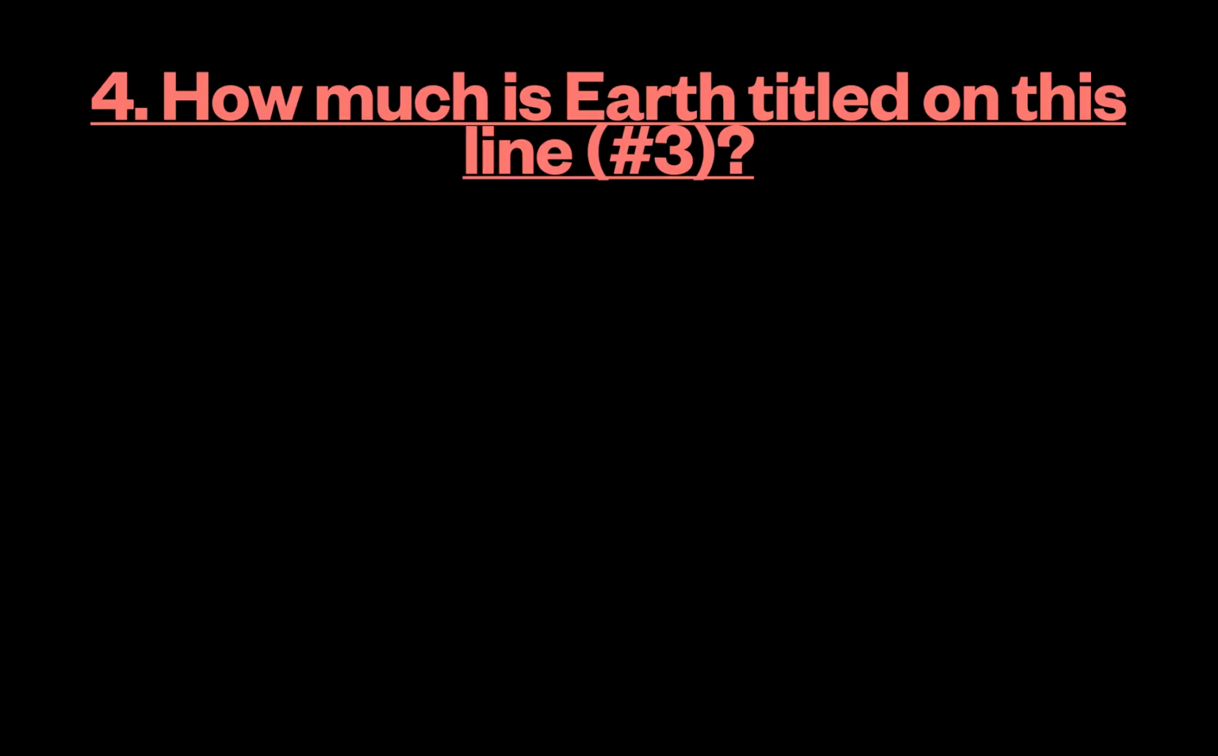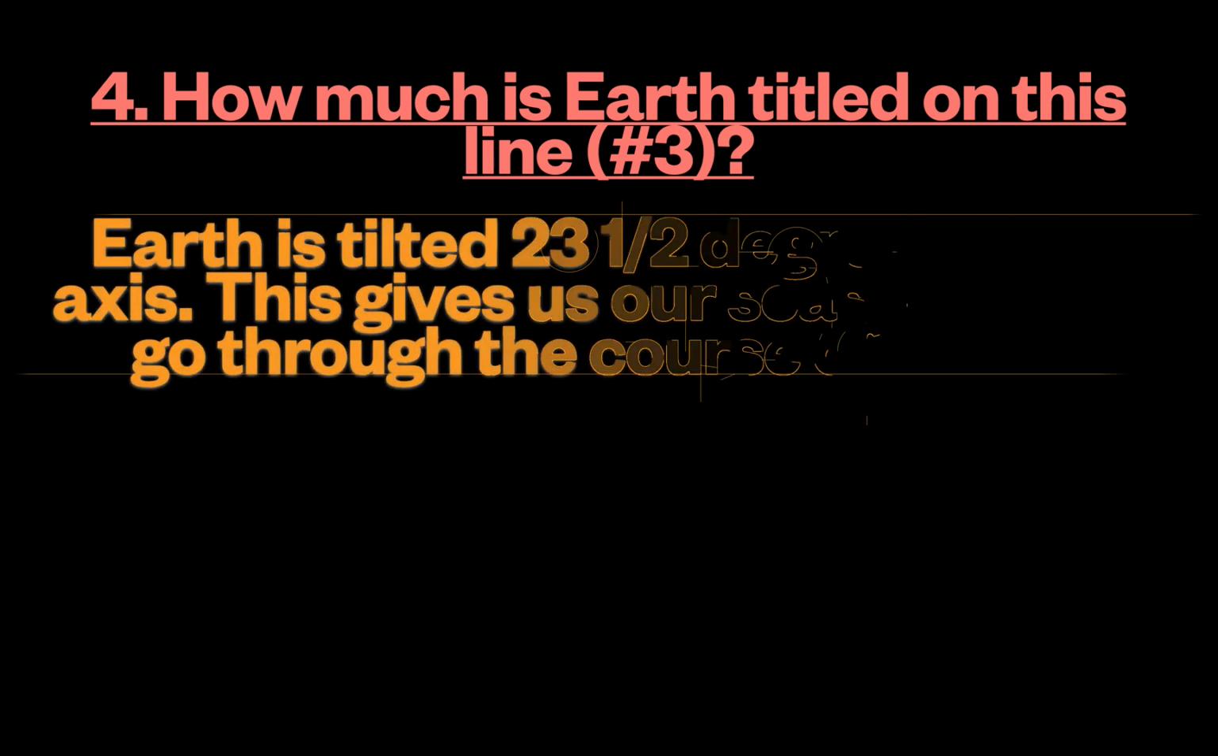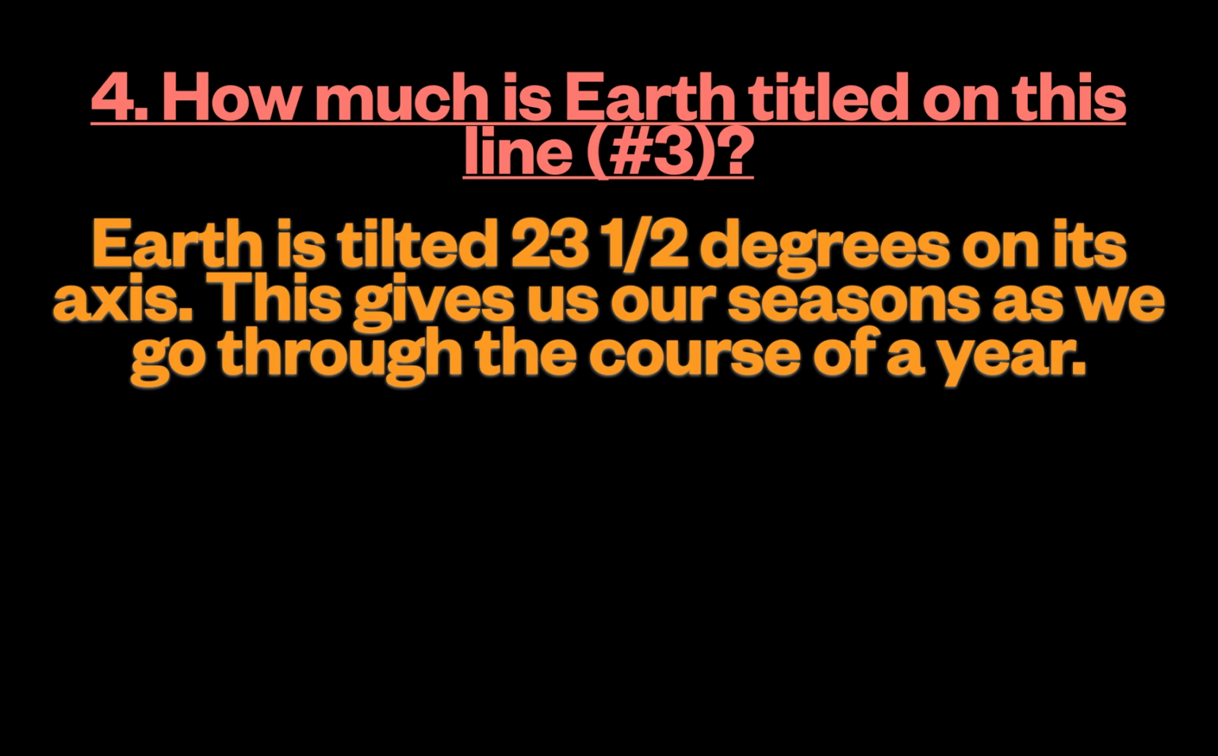All right. Now, not only is the Earth orbiting the sun, not only does the Earth spin on its axis, but the Earth also is tilted on its axis, and it's tilted 23.5 degrees. This tilt gives us our seasons as we go through the course of a year. Okay, and you can see this a little more clearly on page 35 in your book.